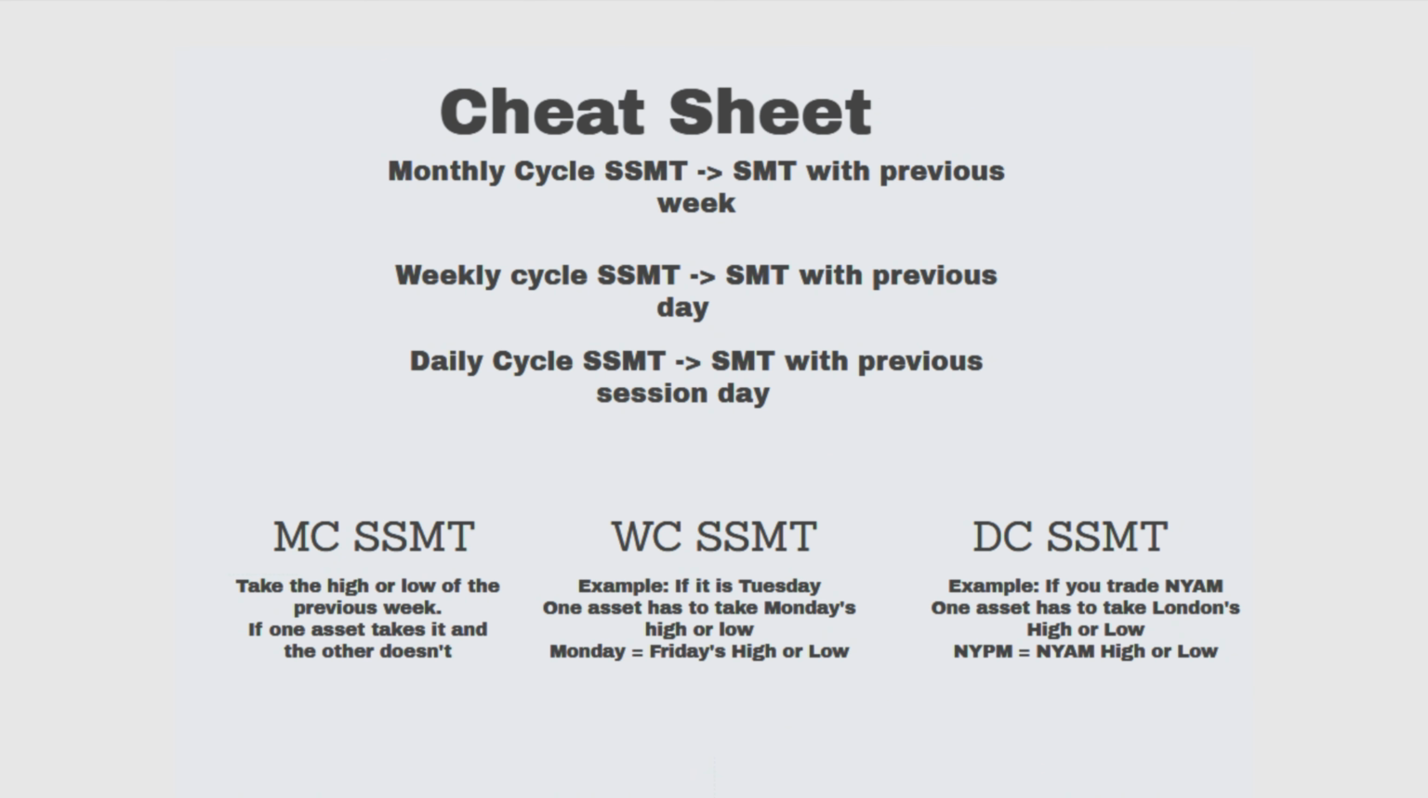And for daily cycle SSMT, it's with the previous session. So if you're trading on New York AM, it will be with London's high or low. And if you trade New York PM, it will be New York AM's high or low. And if it's London, it's Asia session.